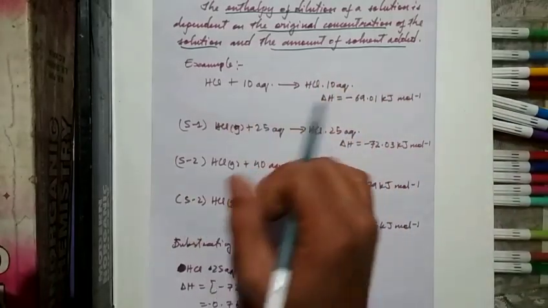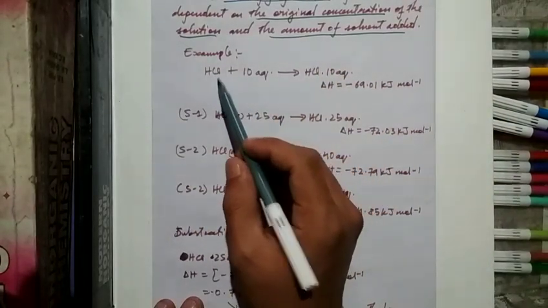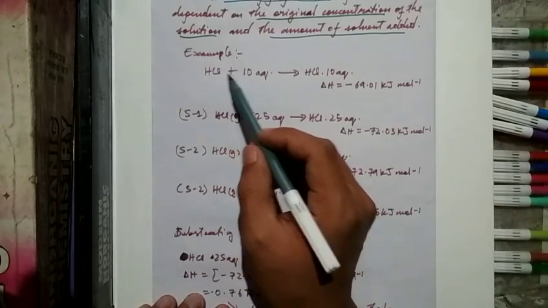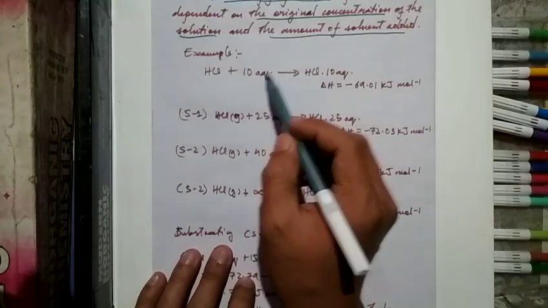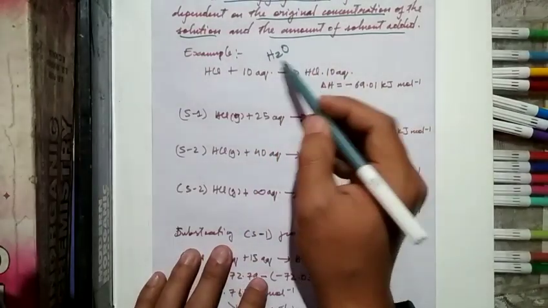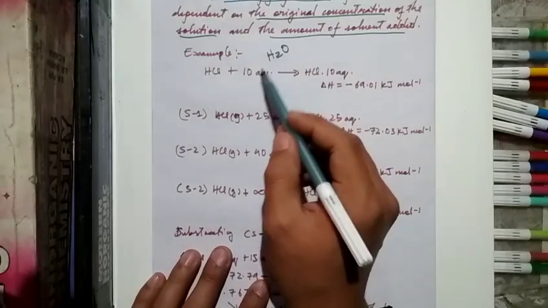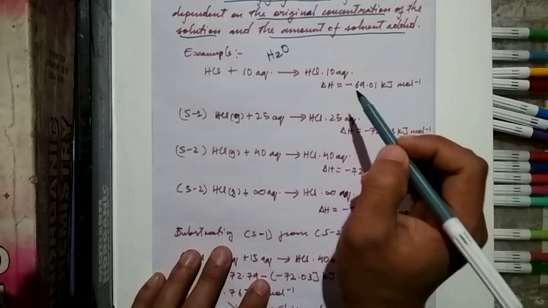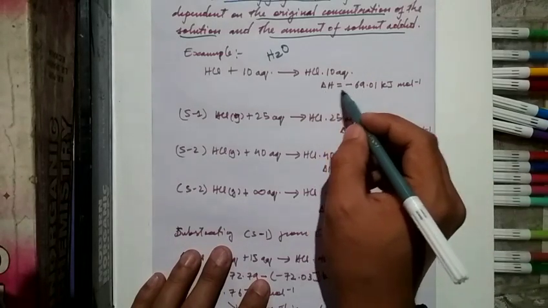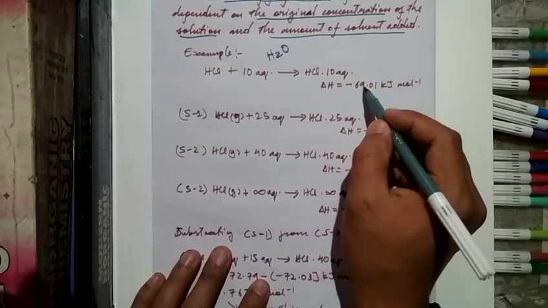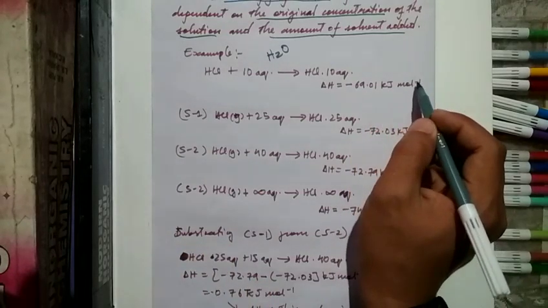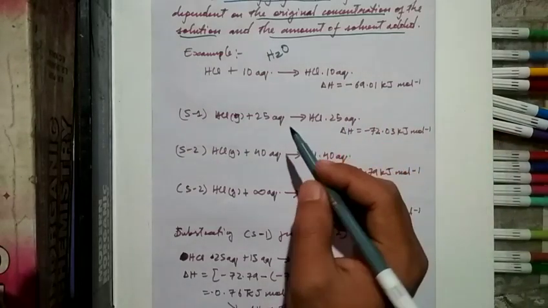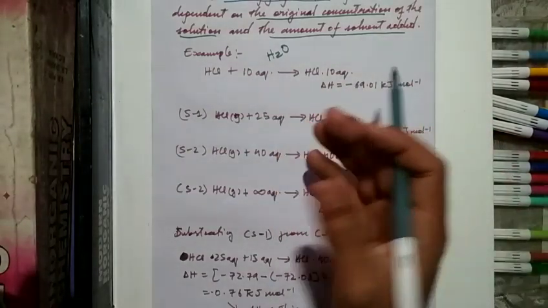For better understanding, let's see this example. The first example is HCl gas. HCl gas is added with 10 aqueous, that means 10 water, to give HCl 10 aqueous. The enthalpy involved here is minus 69.01 kilojoule per mole. So we use this symbol for our convenience.